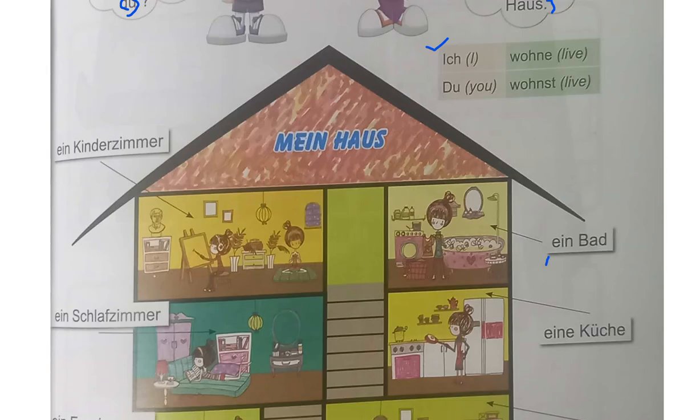Let's take a look at my house. What are these? These are rooms. So many rooms. What do you call a room? We call room as Zimmer. Over here you can see Zimmer. Z, don't say zimmer, it's simmer. What is the article? The article of Zimmer is das. So das Zimmer.